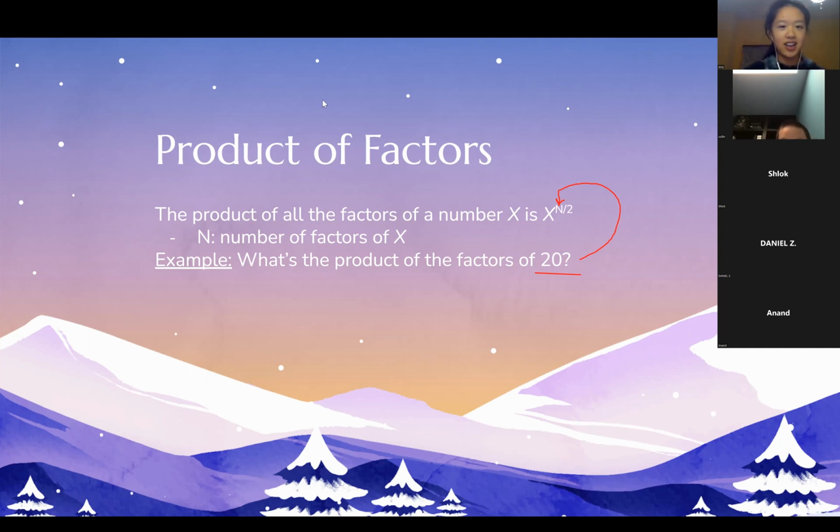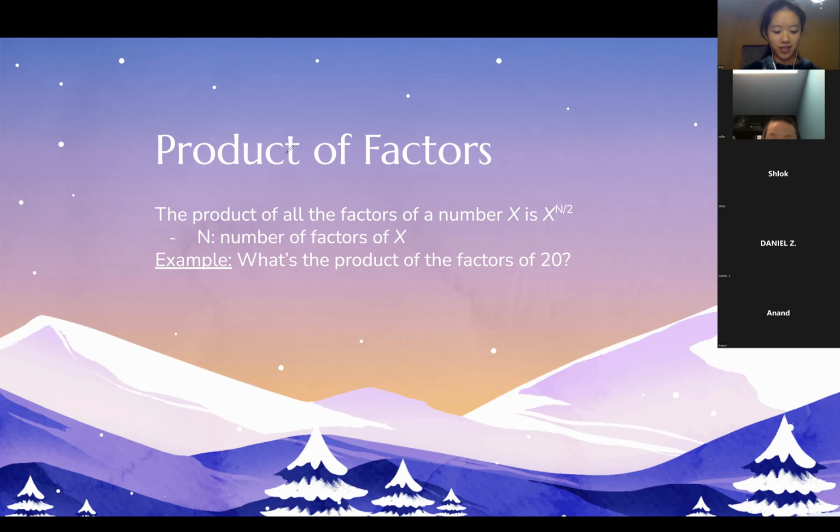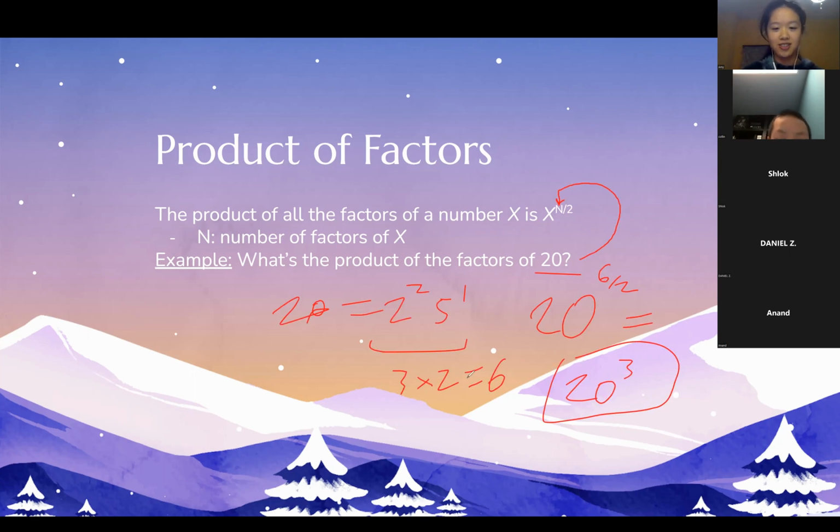Okay, I see answers in the chat, so I will explain. 20's prime factorization is 2 squared times 5 to the first power, which means it has 3 times 2 equals 6 factors. Therefore, the product of all the factors will be 20 raised to the 6 divided by 2, or 20 cubed. Boom, done. If anyone still needs that, you get the number of factors, raise it to that power over 2, so 20 cubed.